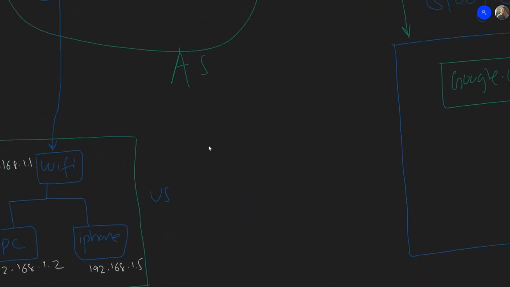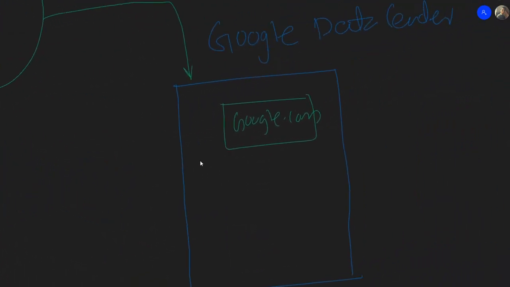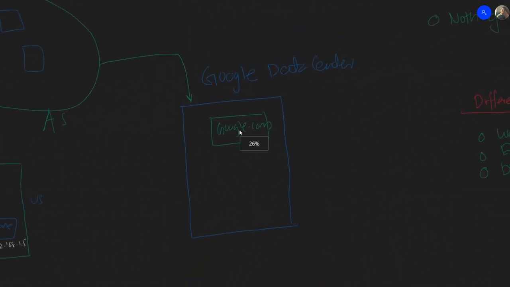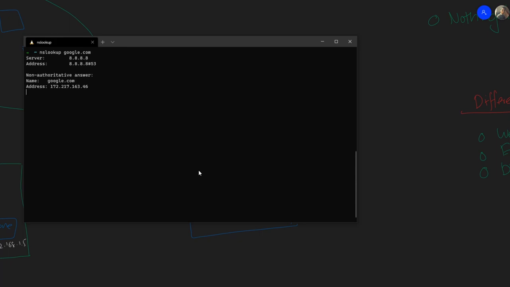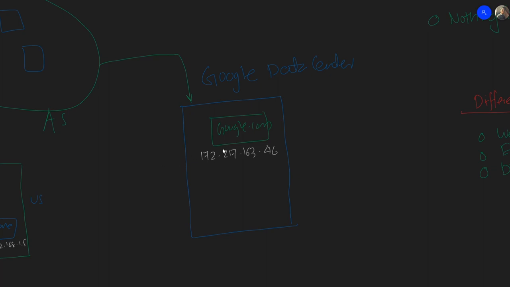Similarly, we have our google.com here and we have Google's data center here and we have Google's web server here. Since google.com needs to be accessed from the outside world, we cannot just give it a private IP. These servers do have a private IP, but that's a different discussion altogether. But for now, let's just say these servers have a public IP address. So let's see what the IP address of google.com is. All right, 172.217.163.46. Now this is google.com's web server's IP address.